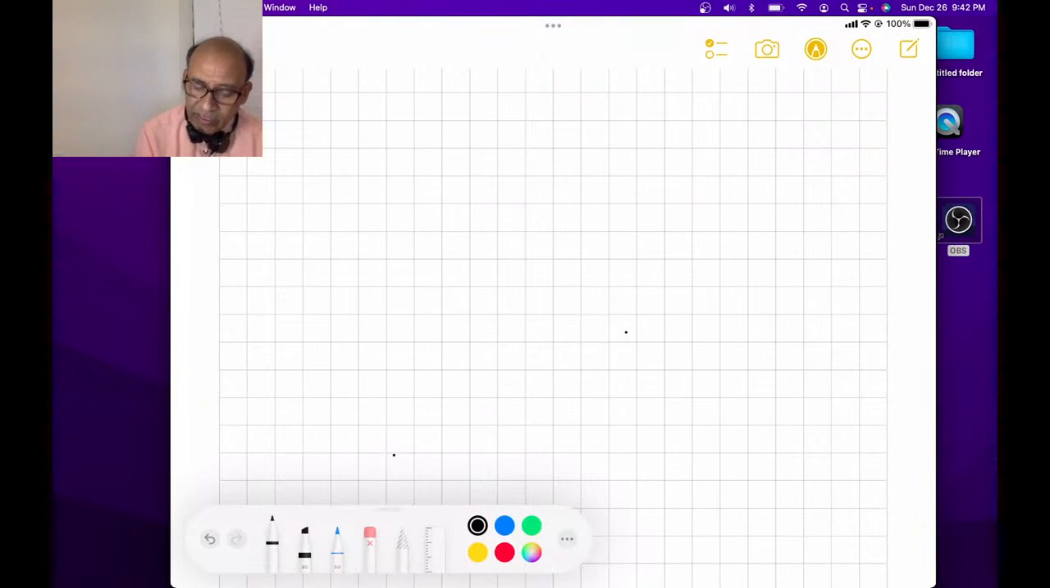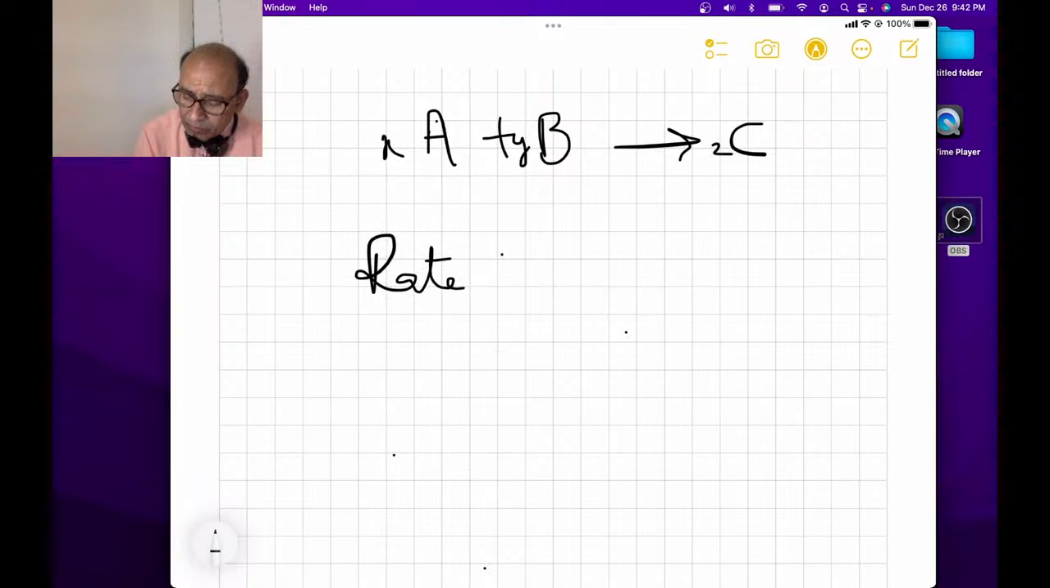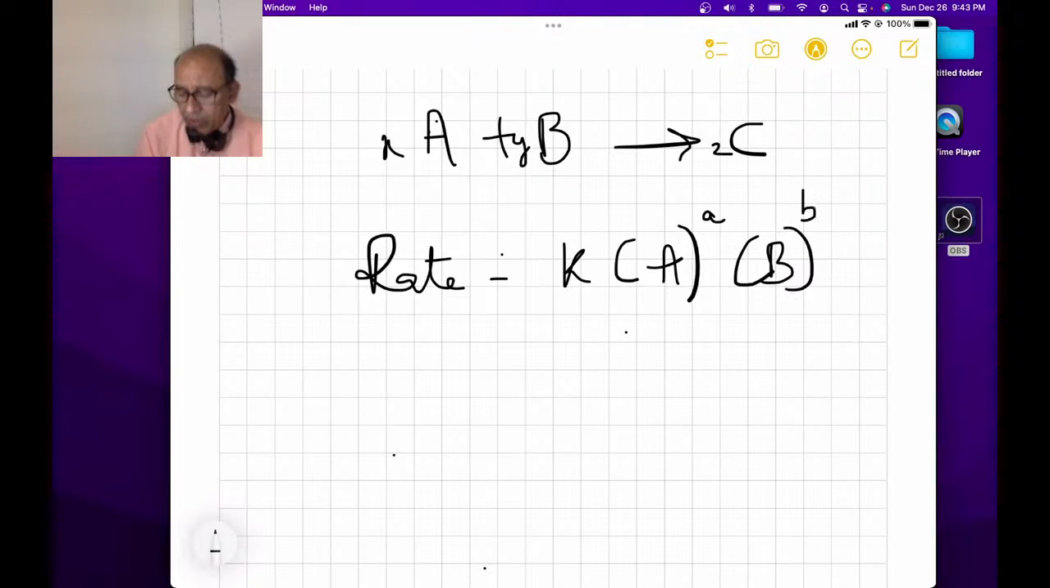Let us look at the rate constant and its significance. As you already know, for any reaction of type xA + yB gives zC, rate is equal to K into [A] to the power small a, [B] to the power small b. You know that a and b are orders with respect to A and B respectively, and they may or may not be related to x and y, the stoichiometric coefficients. I am not worried about that now. I am more worried about this K.